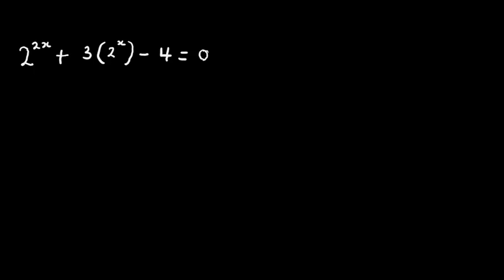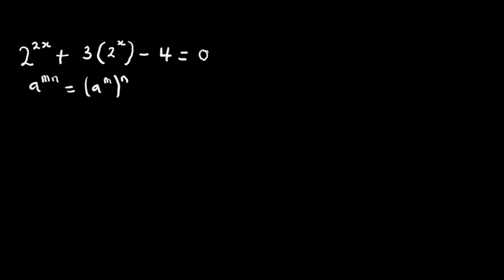Thank you. So how do we solve this? The question says 2 to the power of 2x plus 3 multiplied by 2 to the power of x minus 4 equals 0. Now we recall that a to the power of mn is the same thing as a to the power of m to the power of n, which is one of the laws of indices.